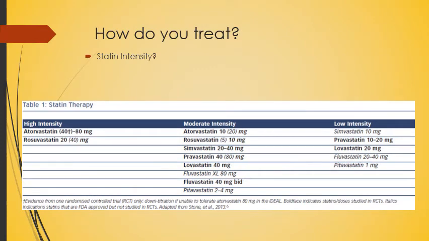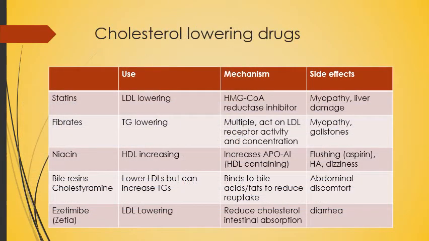I won't ask you the specific dosages of what the high intensity versus moderate intensity statins are, but I just wanted to share the chart so you know. Here's the chart again about the regular cholesterol lowering drugs that we use, right? We use statins, definitely number one by a long shot, but there are still some uses for fibrates, niacin, bile resins, and obviously ezetimibe for any severe cases.